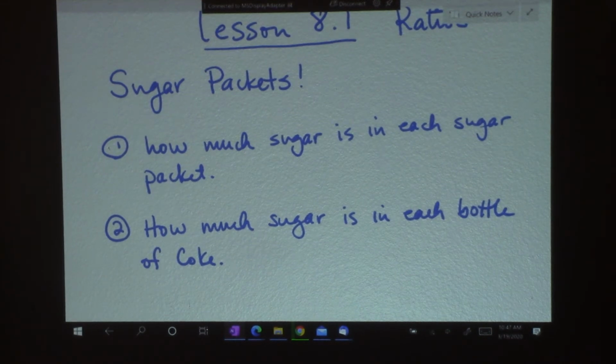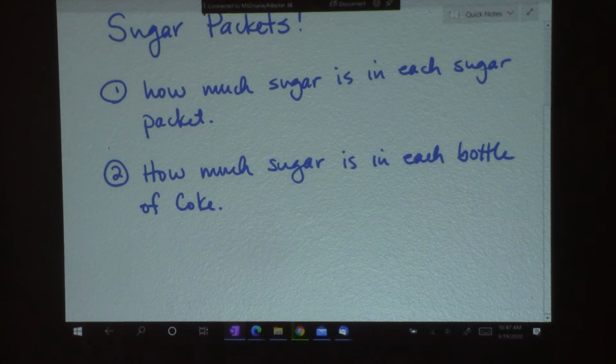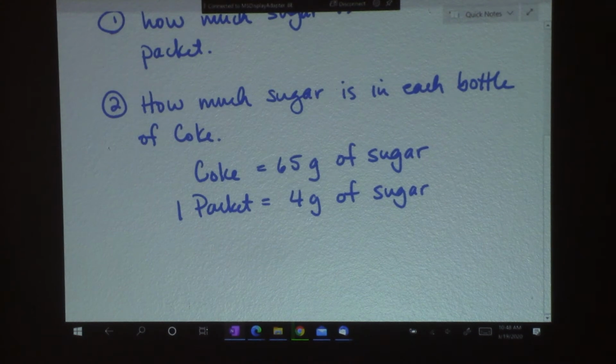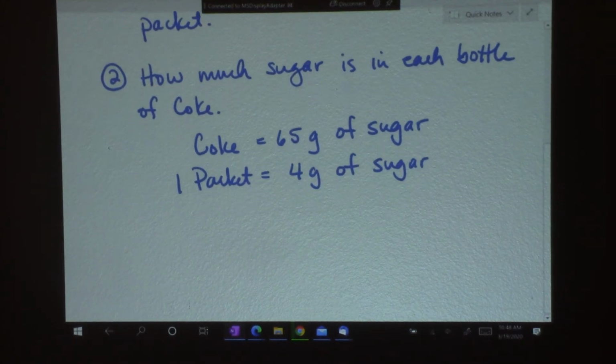Okay, so if I look at a Coke bottle, the 20-ounce Coke has 65 grams of sugar. And if I look at a packet, there is one packet. There is 4 grams of sugar in it. So I'm going to set up a ratio to figure out how many packets are in each bottle of Coke.